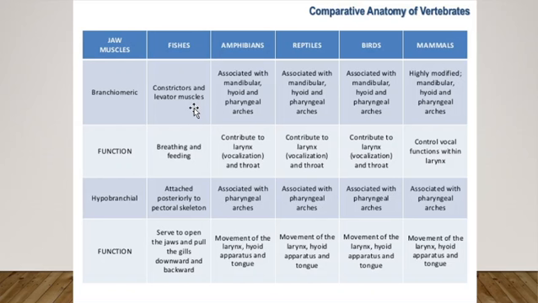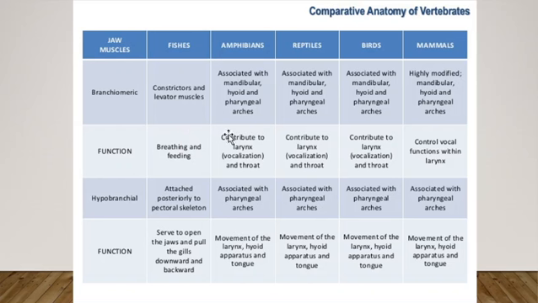While in amphibians, they associate with mandibular, hyoid, and pharyngeal arches. The same thing with the reptiles, birds, and mammals. So from amphibians, reptiles, birds, and mammals, the branchiomeric have a similar fate. It becomes associated with mandibular bone, hyoid, and pharyngeal arches. What would be the function of the branchiomeric? In fishes, it is responsible for breathing and feeding.